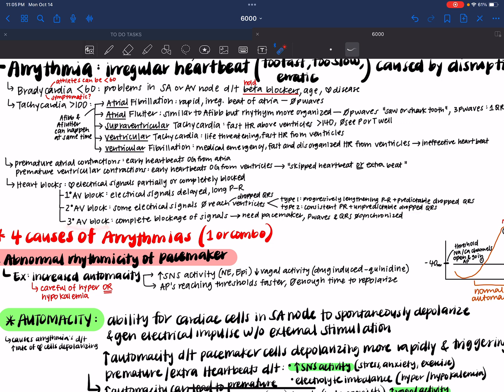Third degree AV block is when the P waves and the QRSs are not synchronized at all. They don't care about each other. They're doing their own thing. You need a pacemaker for this. You'll have complete blockage of signals. Yeah, very important to get to the bottom of that.